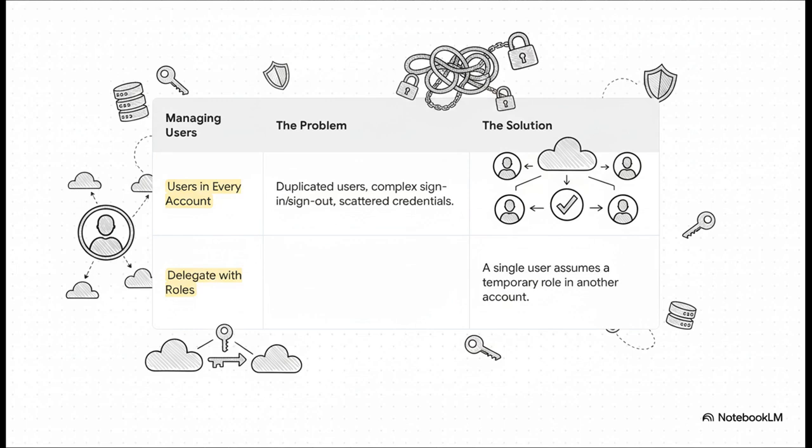But the smart way? We use roles. The best way to think about it is like a hotel keycard. Your user has their main key to their home account, but when they need to pop over to another account, you give them a temporary guest keycard. That's the role, which only opens very specific doors for a limited time. No juggling passwords, no permanent keys left lying around.